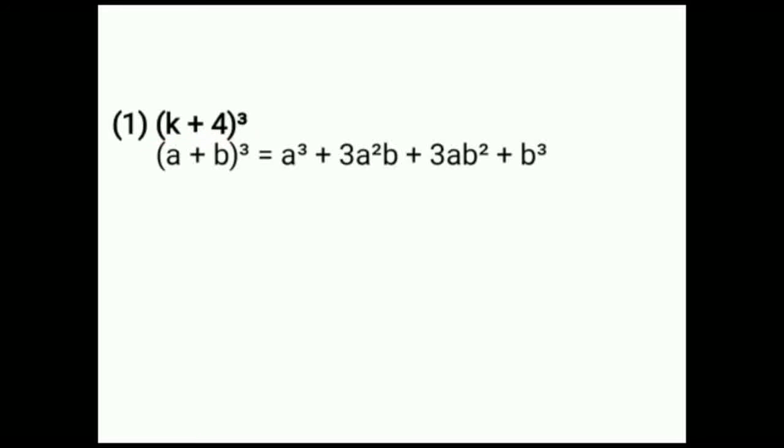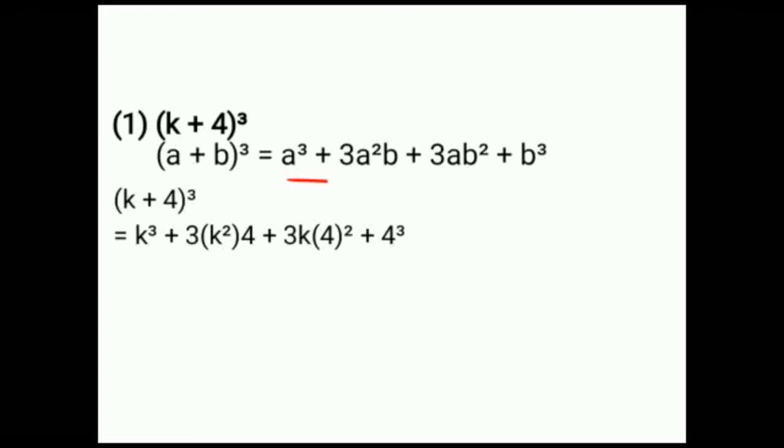The question is in the form (a + b) the whole cube. You have to understand, in place of a you have to take k, in place of b you have to take 4, and then solve. Write the question again in this form: (k + 4) the whole cube is equal to k cube plus 3k square 4 plus 3k 4 square plus 4 cube. After taking a and b, I wrote it in this form. You have to understand which is a and which is b.